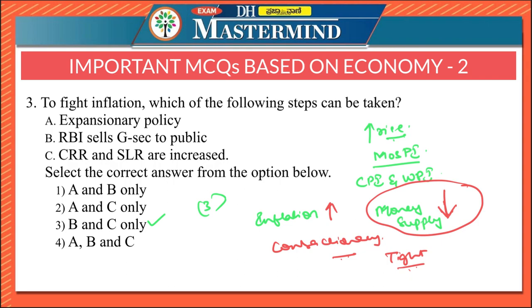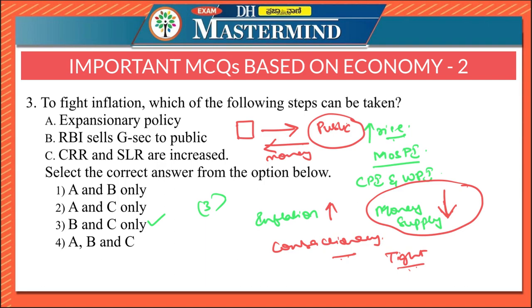When the RBI sells government securities to the public, the public will give money in return to buy. Therefore, the public will have less money. That is, there will be less money in the public hands. Therefore, liquidity decreases, and as liquidity decreases, inflation can be tackled.